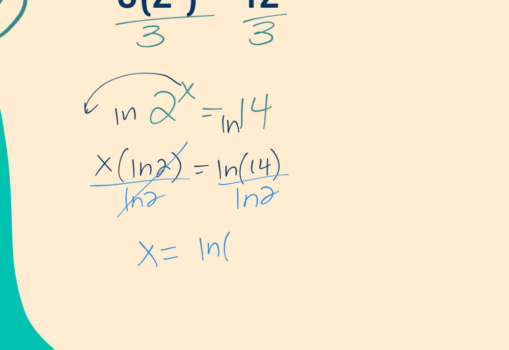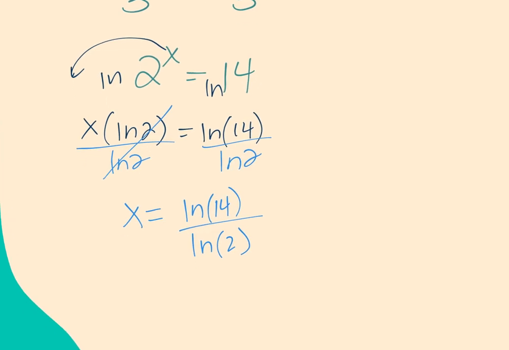Without a calculator, my answer would say like that, ln of 14 over ln of 2, with or without the parentheses, doesn't matter. With a calculator, you would take it to the next step. So ln of 14, close my parentheses, divided by ln of 2. And I get 3.8073.